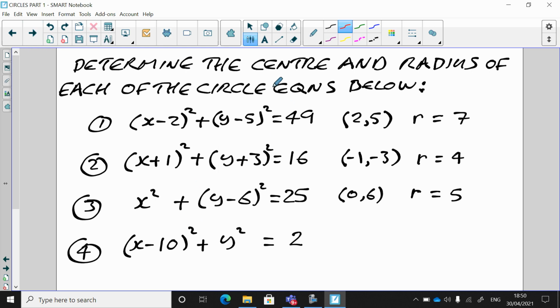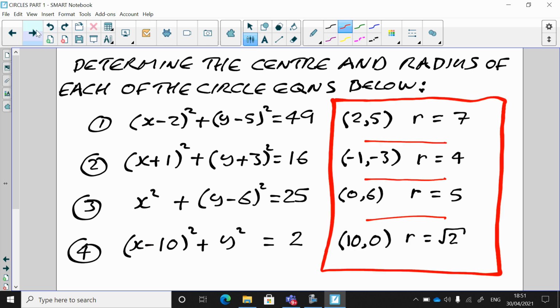Okay, next one. So the centre, change the sign, so it's going to go to positive 10, and it'll be y plus 0, and the square root of 2, hopefully. Right, there you go. Bingo.